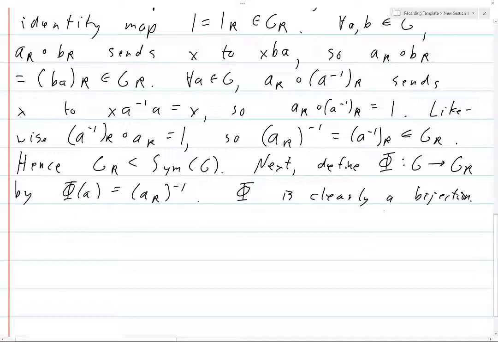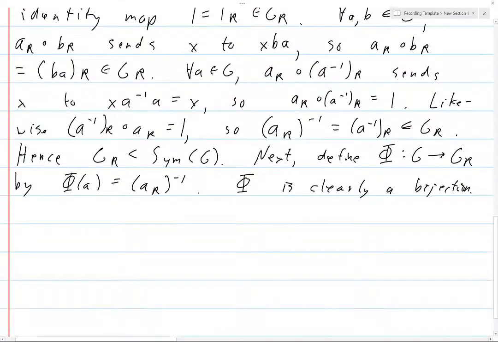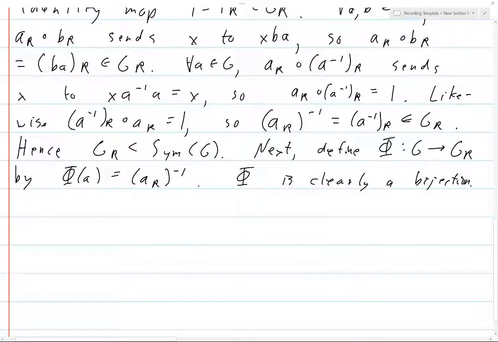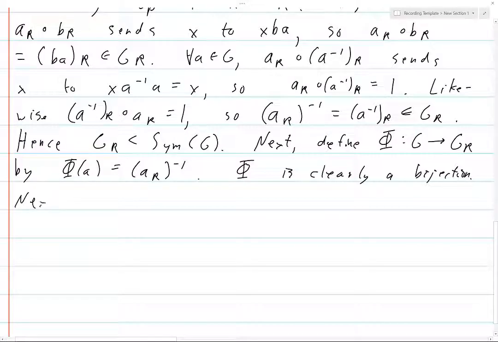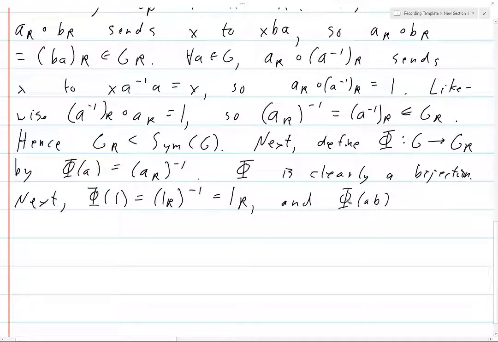We want this to be an isomorphism. So it's a bijection, and what else do we need? We need to send 1 to 1. Phi of 1 is 1_R inverse. Now, what's the inverse of the identity map? It's just 1_R. Okay, so that's good. How about the other big thing about homomorphisms? Where do we send ab? We send ab to (ab)_R inverse.